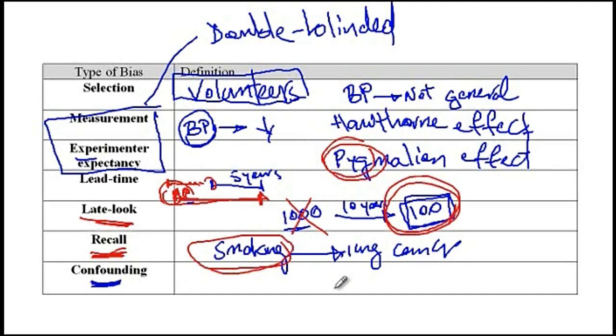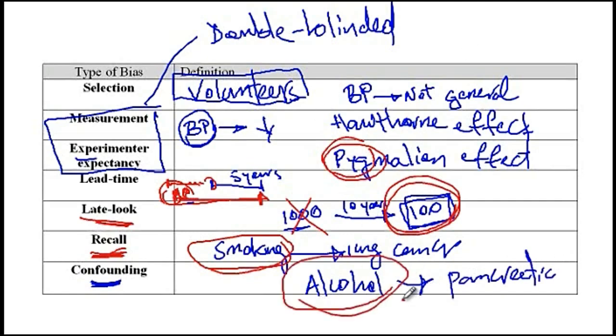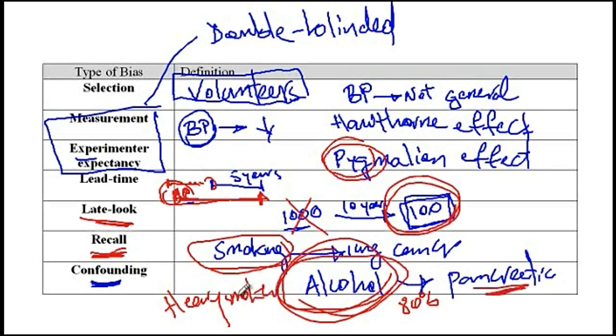For instance, let's say that an investigator wants to check the effects of drinking alcohol on developing pancreatic cancer. And he comes to the conclusion that 80% of the heavy alcohol drinkers develop pancreatic cancer. But the truth is that these individuals that are drinking alcohol heavily are also heavy smokers. And thus smoking is the main contributor to developing pancreatic cancer. And so this is an example of a confounding effect.